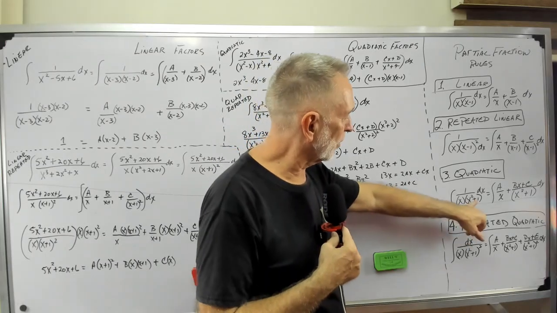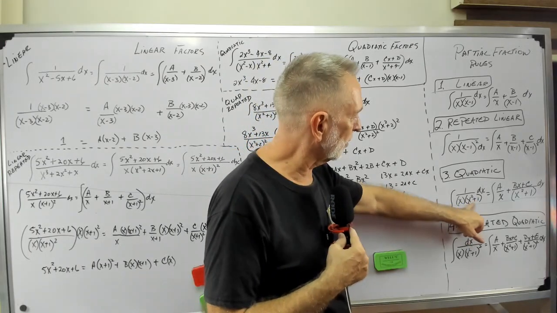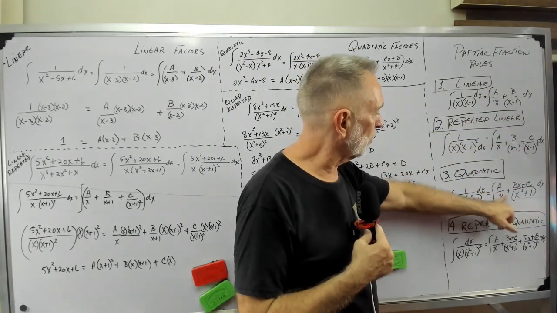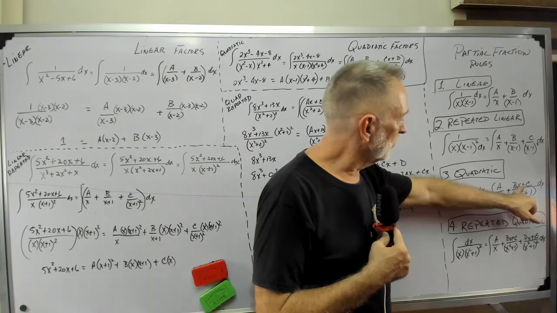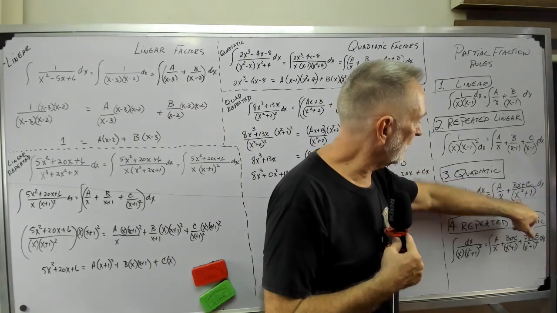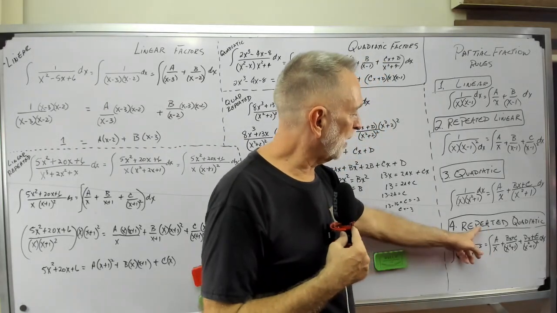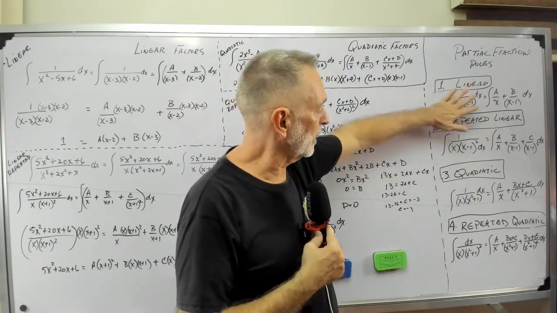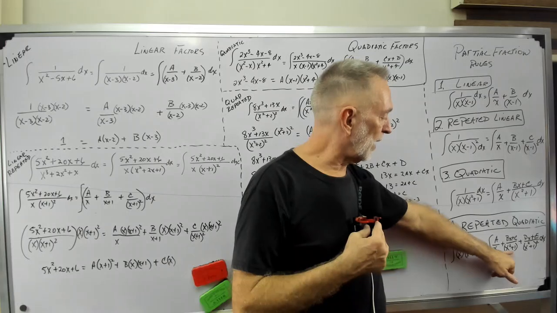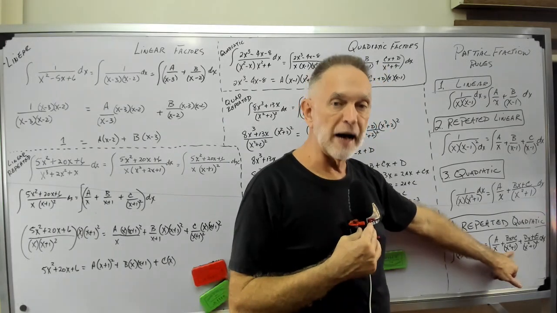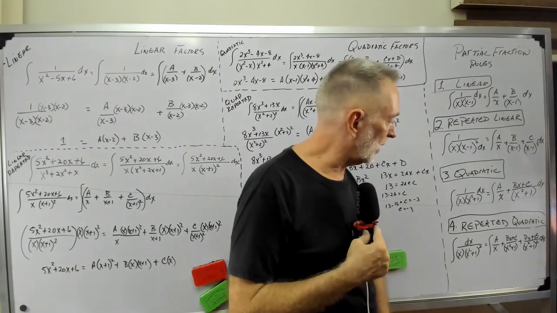Quadratic, now in this case I have a mix. I have a linear term and I have a quadratic term. So the linear term, same as up here, is a over x, plus bx plus c over the quadratic term. If it's repeated, it's the same as in the linear: you need a partial fraction for every power associated with the quadratic term.